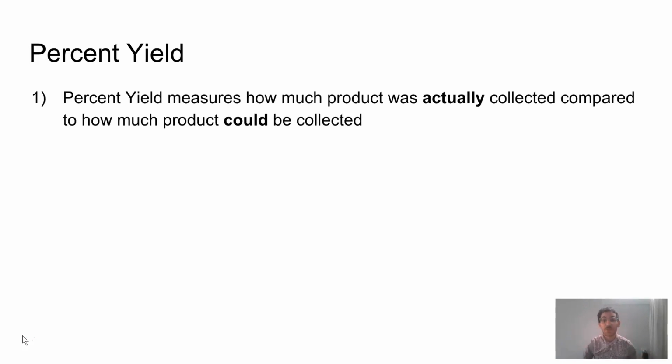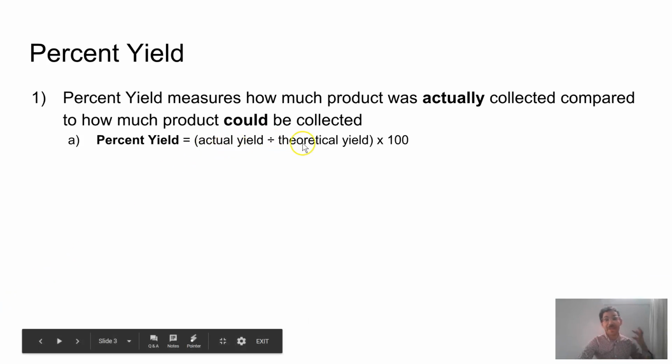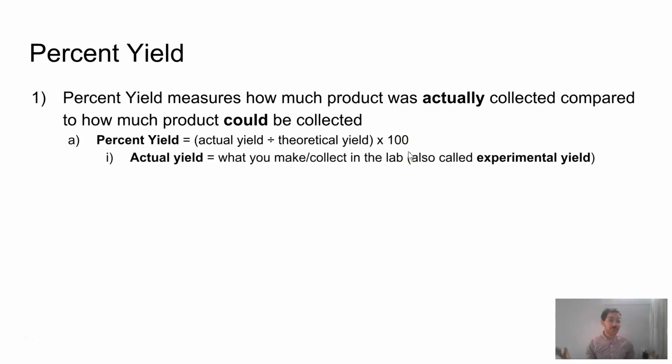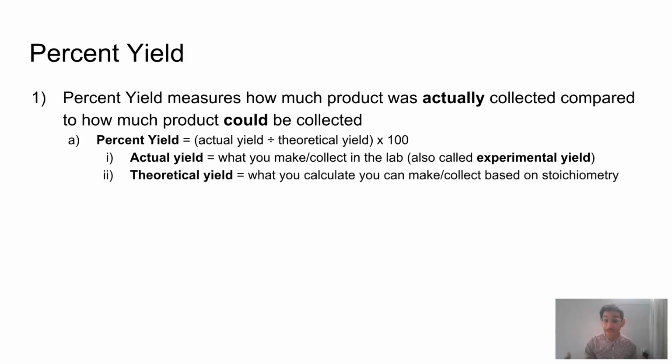Percent yield measures how much product was actually collected during an experiment versus how much product could have been collected. So the percent yield is going to be equal to the actual yield, what you actually get, divided by the theoretical yield, what you thought you could get, times 100. The actual yield is what you actually get during a lab experiment, or really anything. This is also called the experimental yield, but I use the word actual yield because it's easier. The theoretical yield is what you thought you could make based on calculations, and those are going to be stoichiometry calculations.